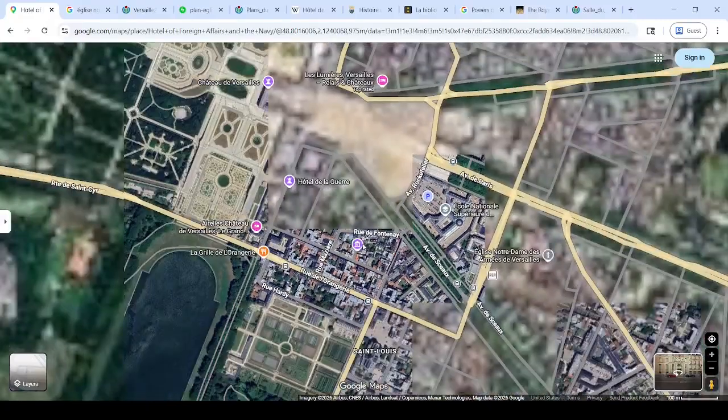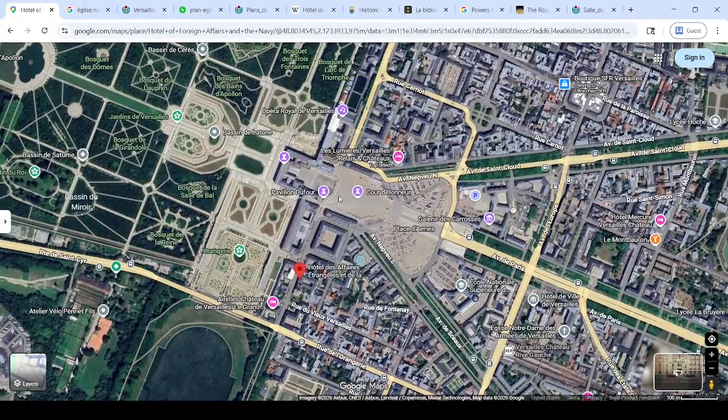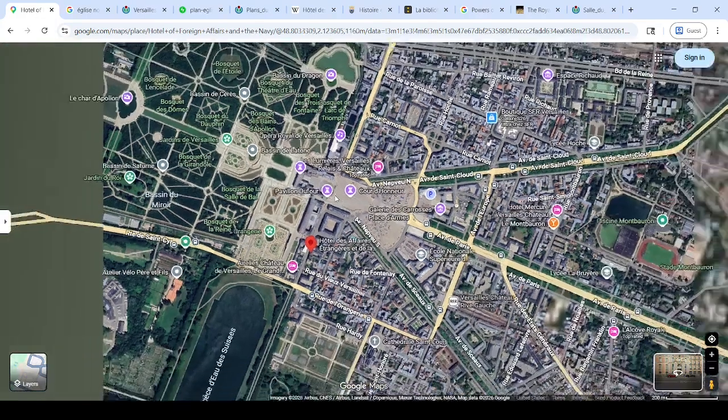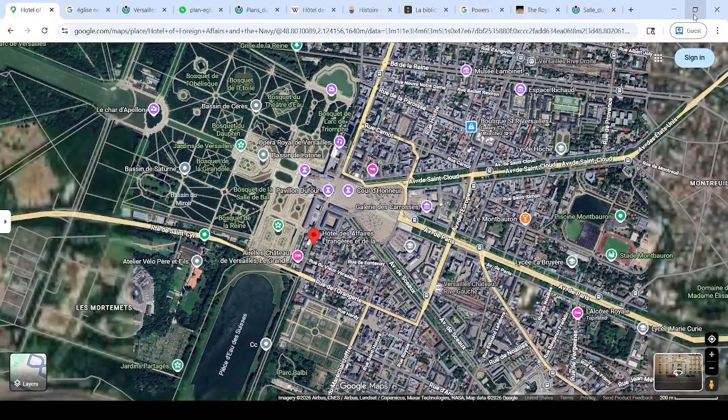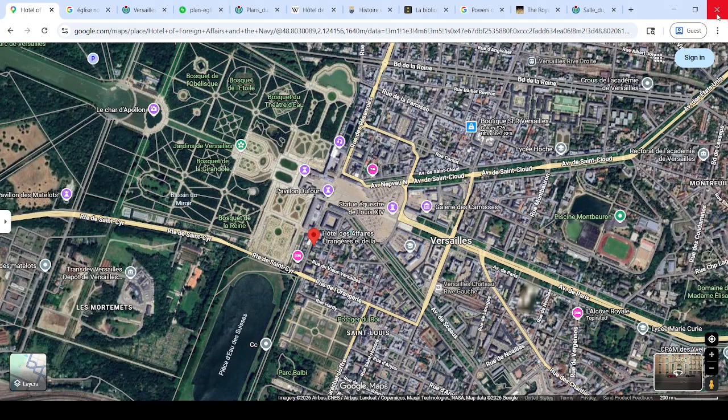So that's just an idea of how I go about doing research when I build in Minecraft. I want to get an idea of what buildings look like and how I want to tackle them.